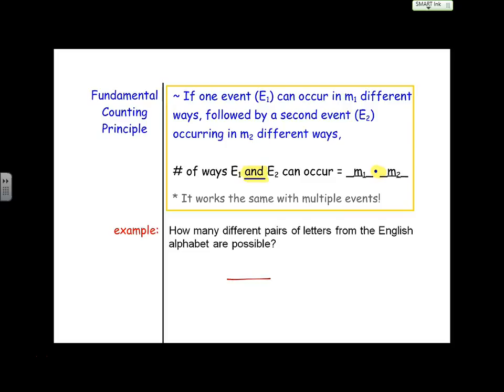Why am I putting two different blanks? It's event 1 and event 2, and what are you choosing, in a sense, or what could you choose for all the options for the first blank? You could choose 26 different letters, right? How many different pairs of letters from the English alphabet are possible? You could choose 26 different letters to be chosen first. Why am I saying that and, even though and is not in the problem at all? Why is and applicable in this case?